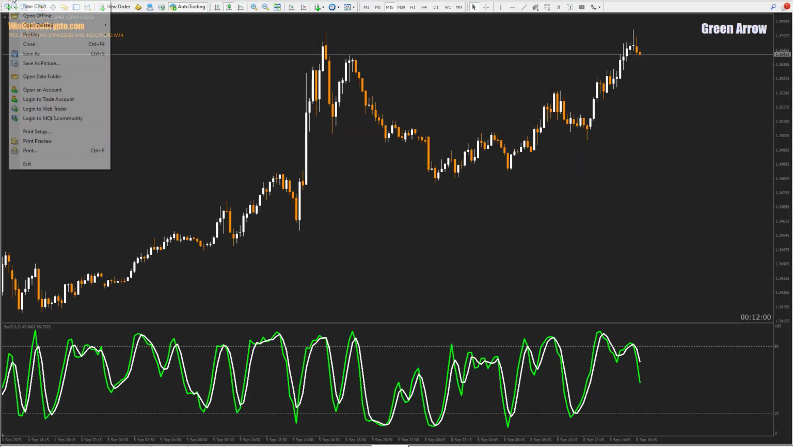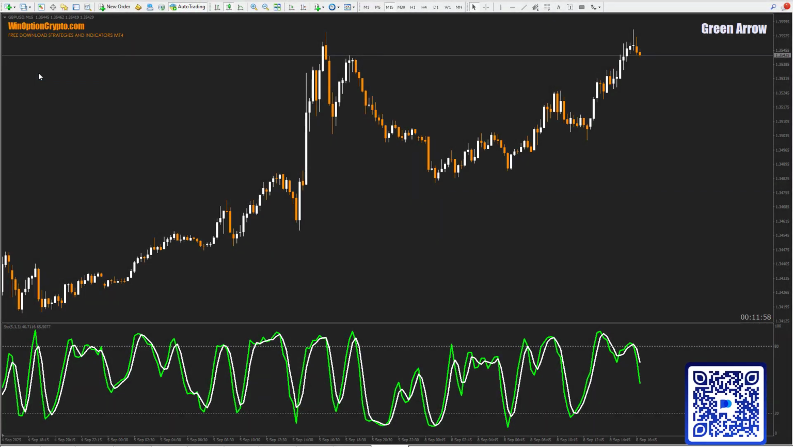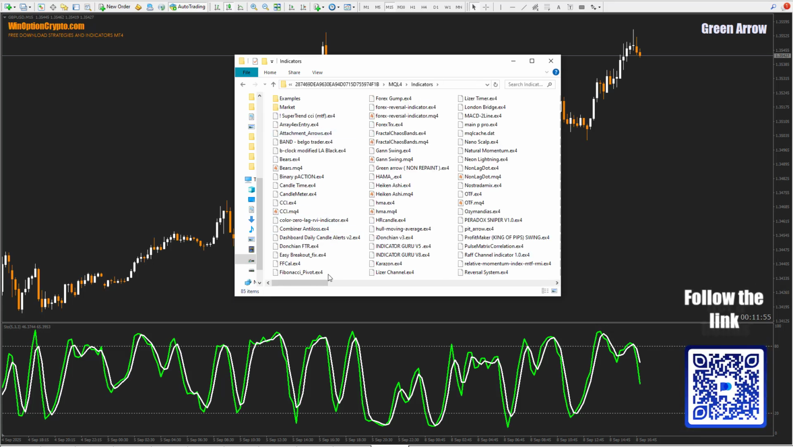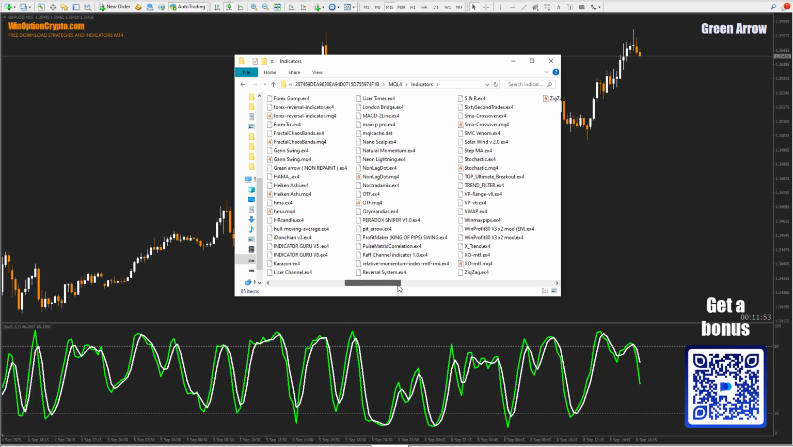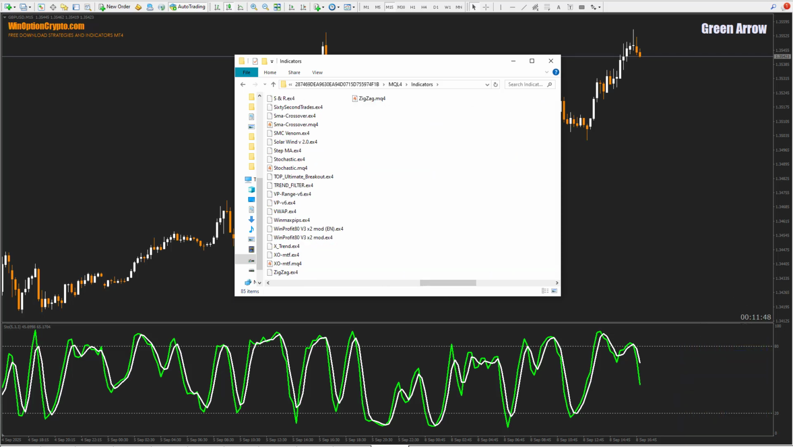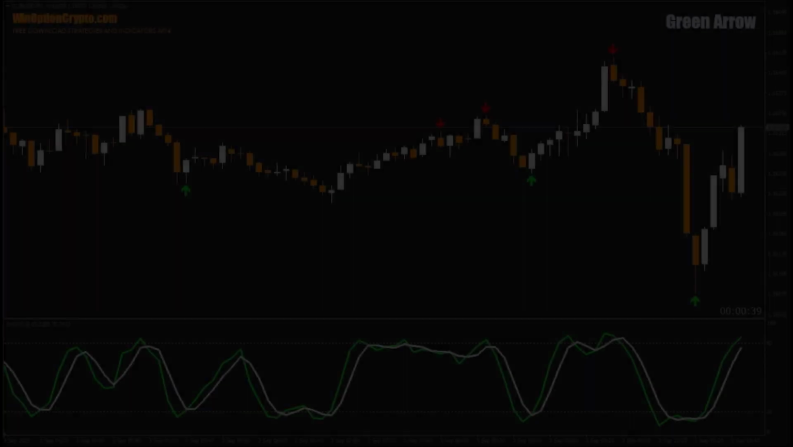Let us install the green arrow indicator in the MetaTrader 4 terminal. The strategy indicators, as well as our template with all settings, are installed in the standard way. You will find the link to the archive with the indicator and the detailed installation instructions in the description below this video. Now let us review the operating principle and the key settings of this strategy.